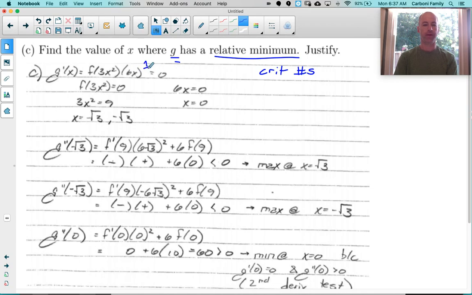So there's 1 point right here. You got 1 point for identifying, what is it, for getting the critical numbers. So we had 3 critical numbers. So you got 1 point for these. So there's the other point.